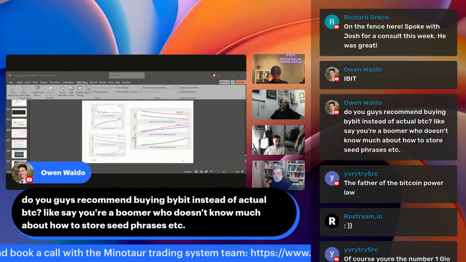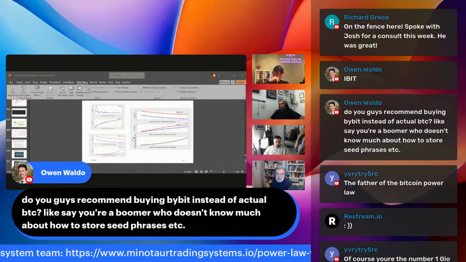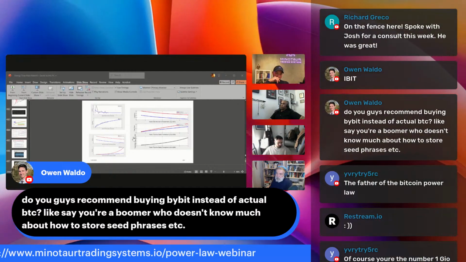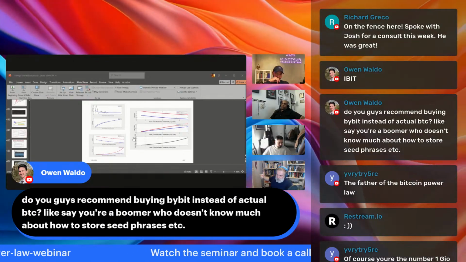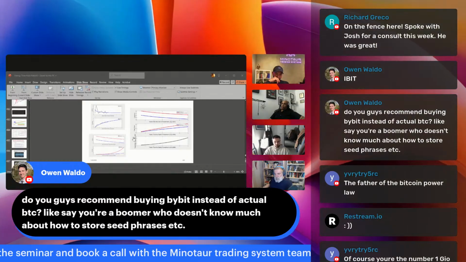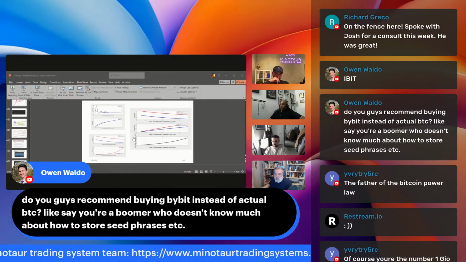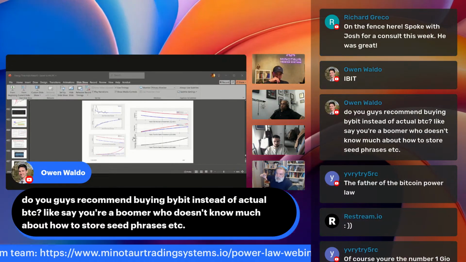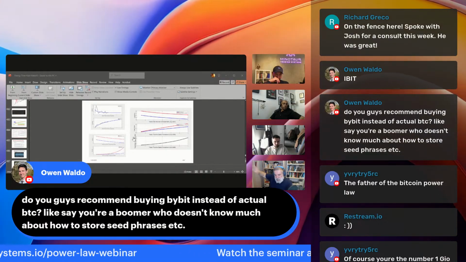So I like IBIT for that reason. In fact, I like it better than MicroStrategy. Some people, if you really want to push it, like to trade Strategy options because they have even more volatility, but I would do that once you learn how to do it with IBIT. So IBIT first, and then do that.